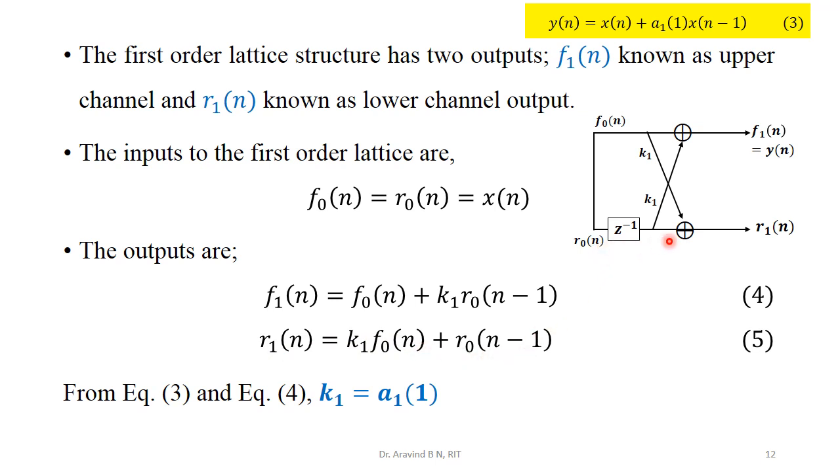So it is r0 of n minus 1, then f0 of n into k1 we are going to have. That's what the expression has been written over here. Now consider this equation 4, that is with respect to f1 of n, and the equation 3 that has been shown in the previous slide. So by comparison, over here we can say k1 is equal to a1 of 1, and that equation 3 that is available over here. We can make a direct comparison over here.